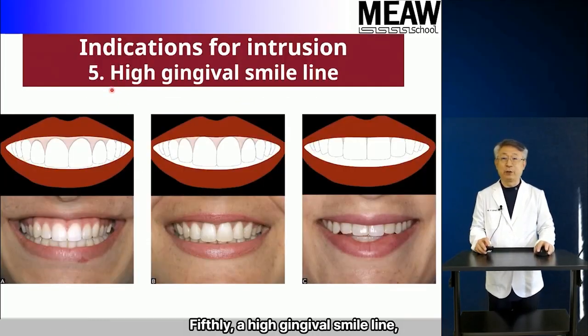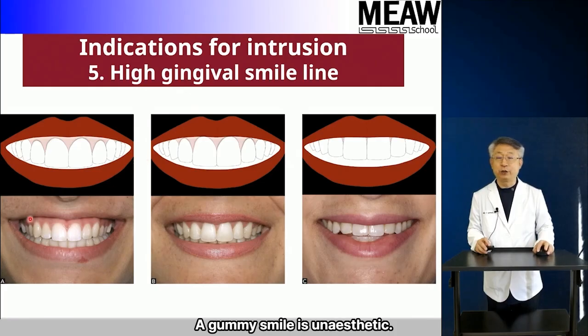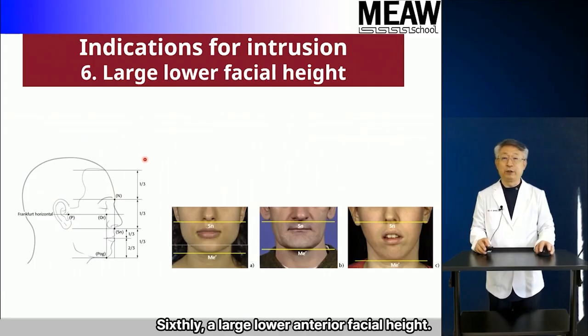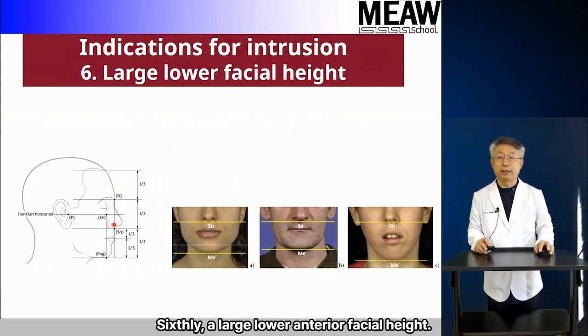Fifthly, a high gingival smile line. A gummy smile is unaesthetic. We may need intrusion of maxillary incisors. Sixthly, a large lower anterior facial height.